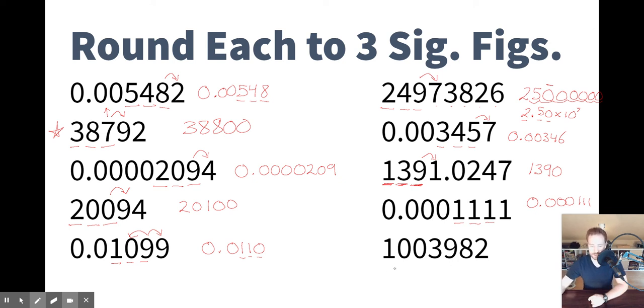Now, here's another good example, kind of like this one up here. These zeros in the middle here are sandwich zeros, so they are significant, which means that our first three sig figs are this one and both of these zeros. And the last zero is followed by something less than a 5, so it's not going to round up. So writing this number with three significant figures is this.